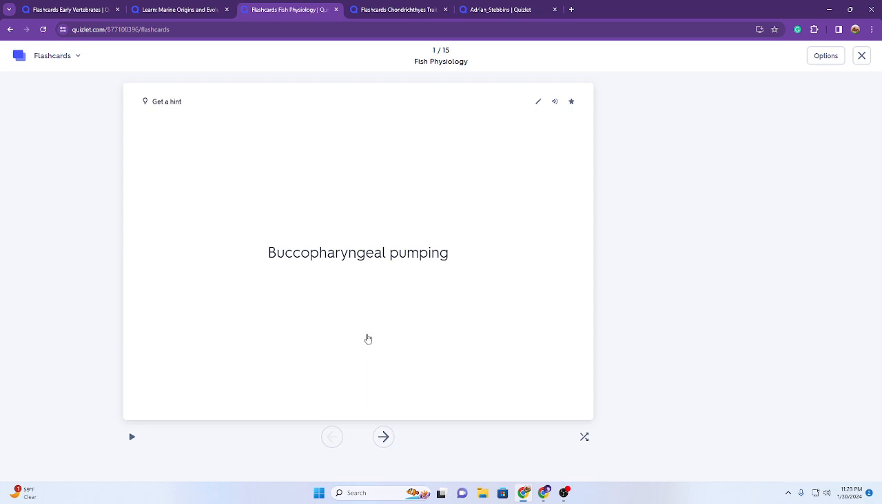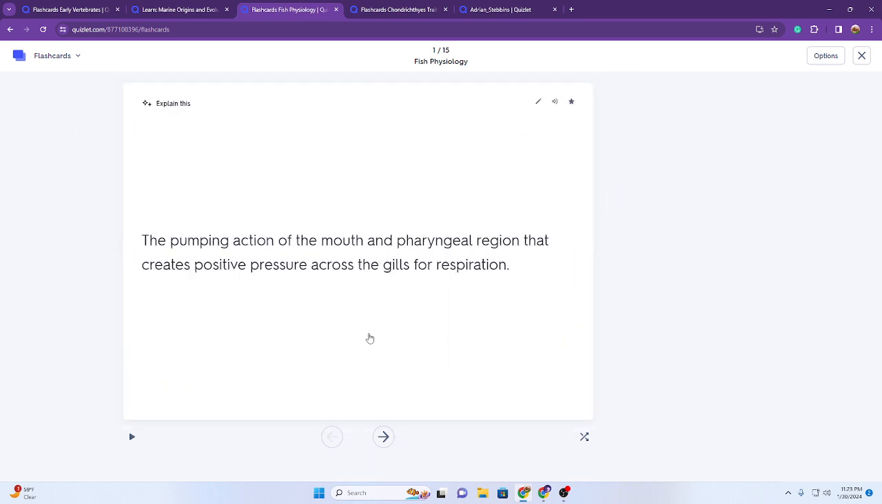First set of pumping is going to be buccopharyngeal pumping. This pumping action of the mouth and pharyngeal region creates positive pressure across the gills for respiration.